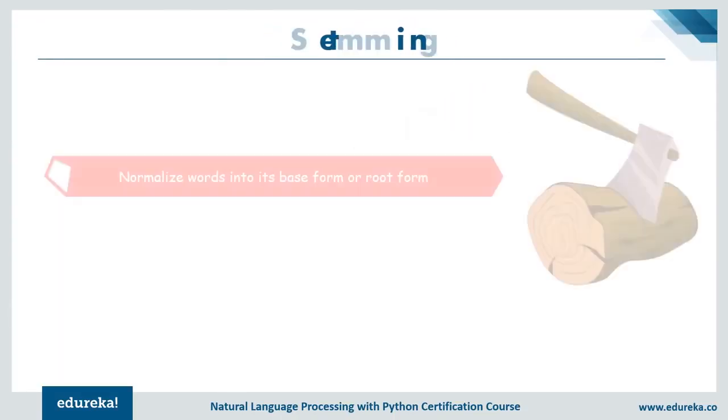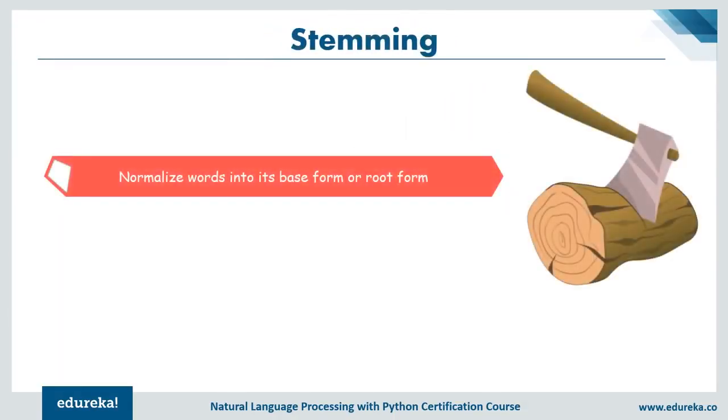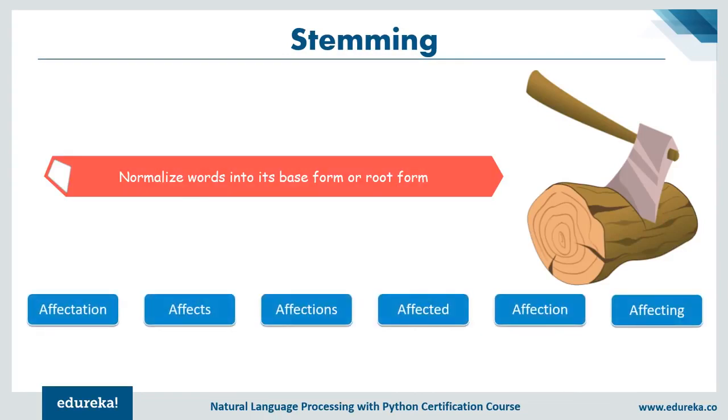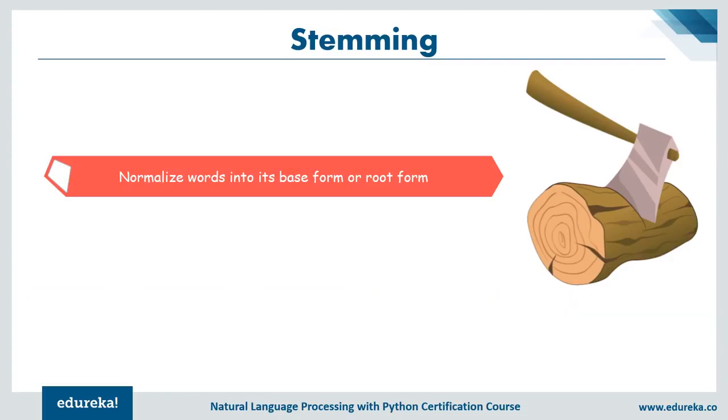Now once we have the tokens, we need to make some changes to the tokens. So for that, we have stemming. Now stemming usually refers to normalizing words into its base form or the root form. So if we have a look at the words here, we have affectation, affects, affections, affected, affection, and affecting. So as you might have guessed, the root word here is affect. So one thing to keep in mind here is that the result may not be the root word always.